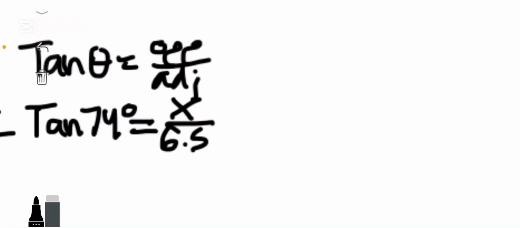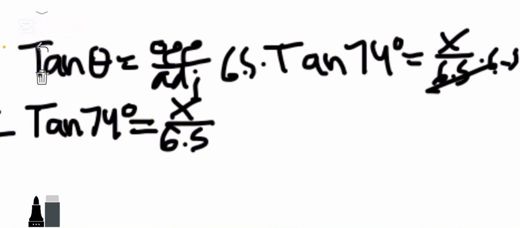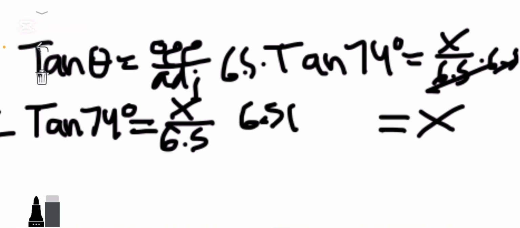Let's go ahead and isolate the variable. So we can isolate x by removing the 6.5. By doing that, we can multiply 6.5 on both sides, which ends up canceling out, and we're left with x equals 6.5 times tan 74 degrees.